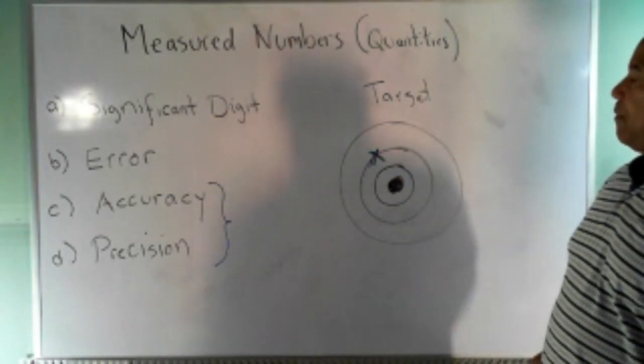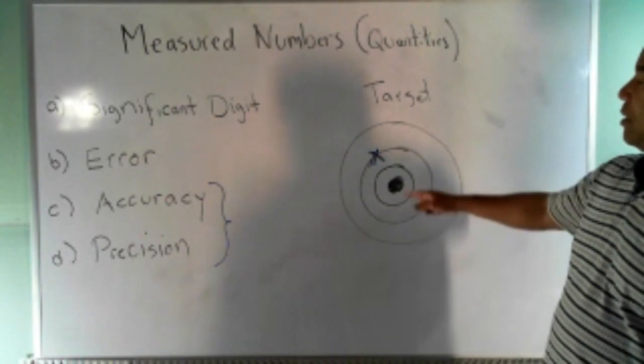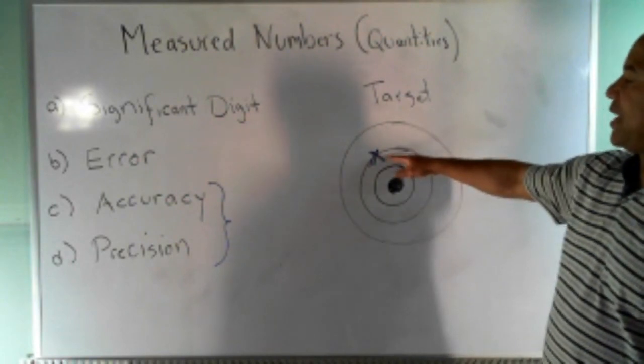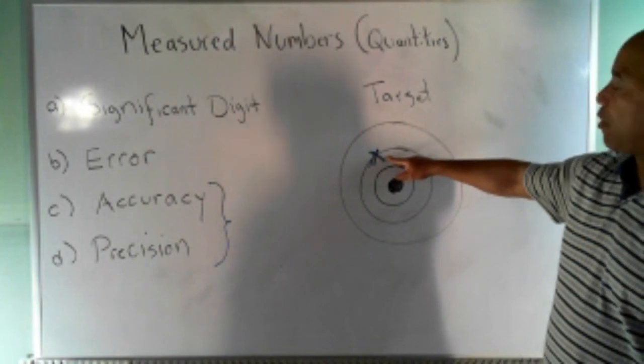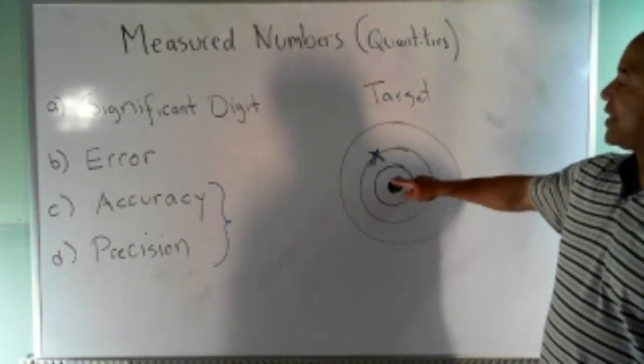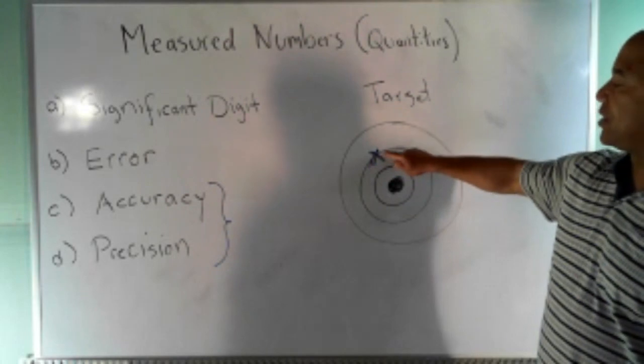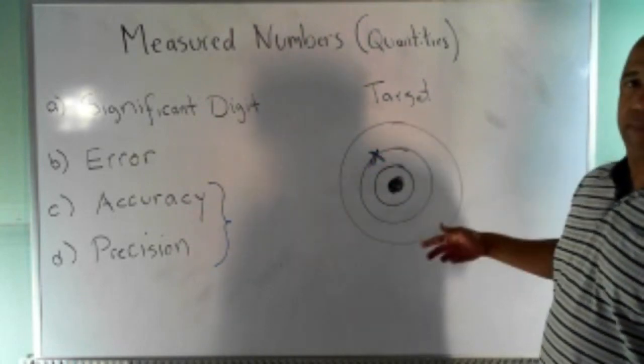Well, if it's precise, we hit the same spot over and over again. They're not accurate, because if they were accurate, they'd hit the bullseye. But they're precise because they hit the same spot over and over again.